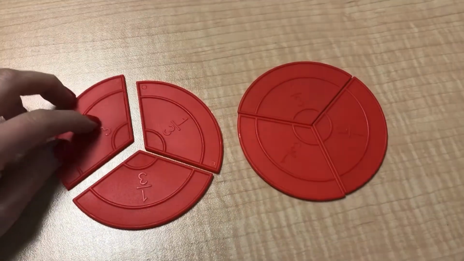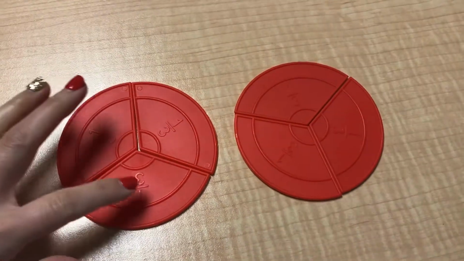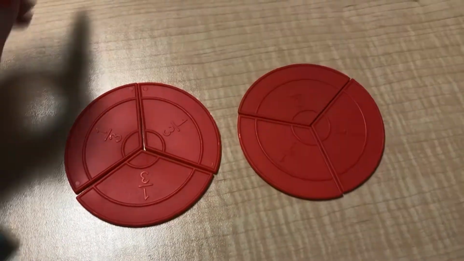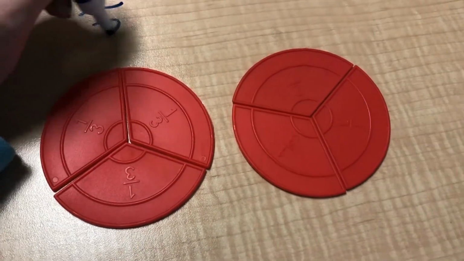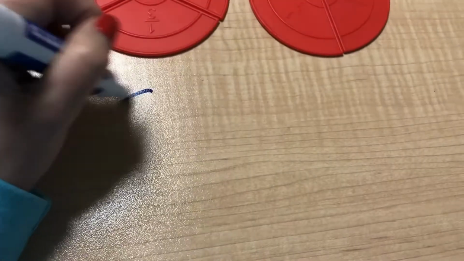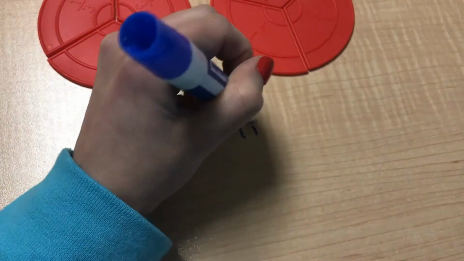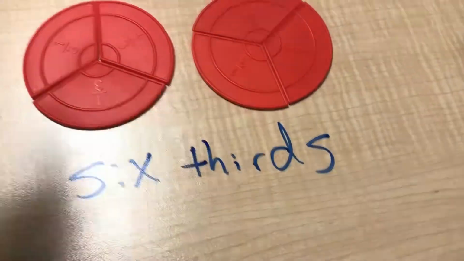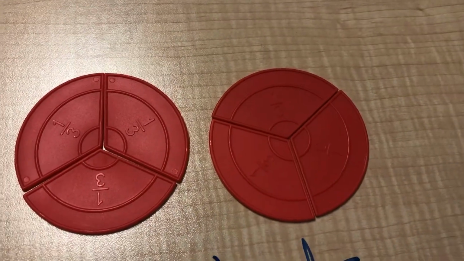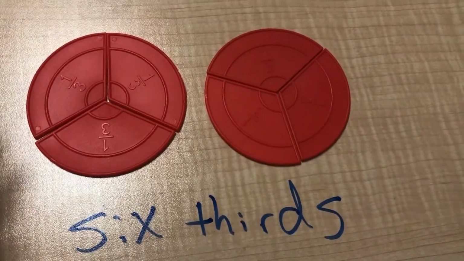If this is 1/3, and we count them, this would be 2/3, 3/3, 4/3, 5/3, 6/3. Oh, look at me writing it as a fraction. I'm sorry, guys. I'm so used to working with upper grades. We would write it in word form only. So we have 6/3. We have 6 equal pieces. Okay, we good there? That's kind of how you want to start with this one.